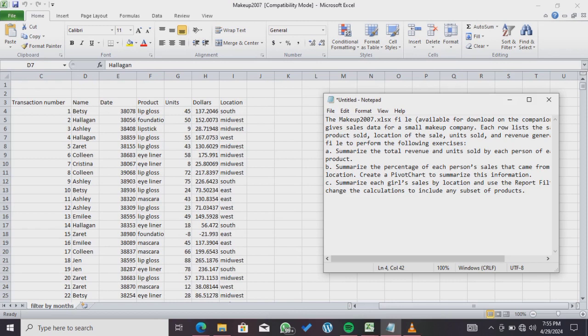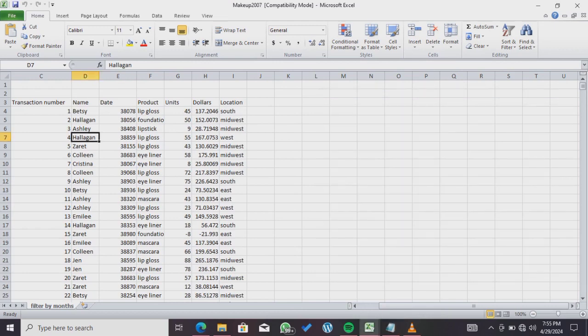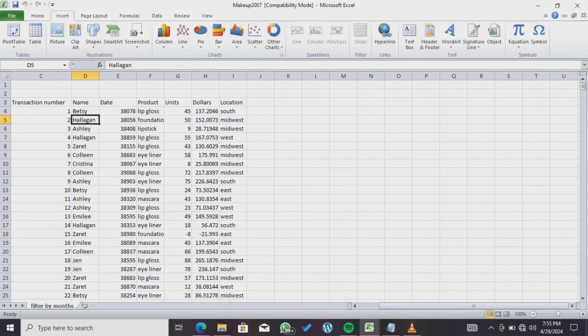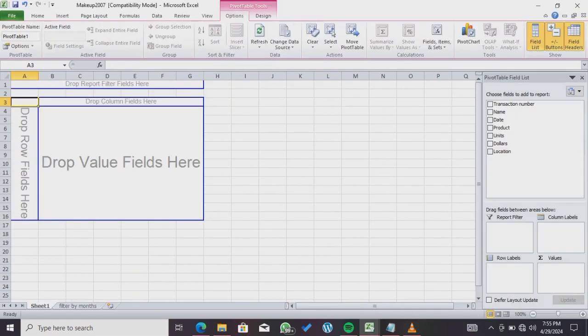Remember the first goal of the assignment was for you to determine or summarize the total revenue and units sold by each person and of each product. That's very simple. All you have to do is put your cursor in the cell, then open pivot table. As usual, I click on OK.